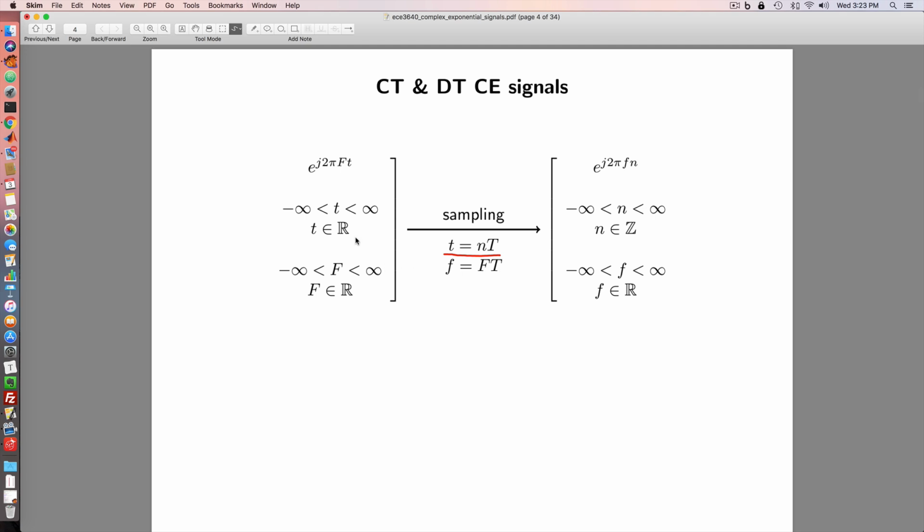A few things to note here, once again, is that in continuous time, t takes on real numbers. The continuous time frequency also can be any real number. In discrete time, the sample index only has integer values, whereas the discrete time frequency can take on any real number.